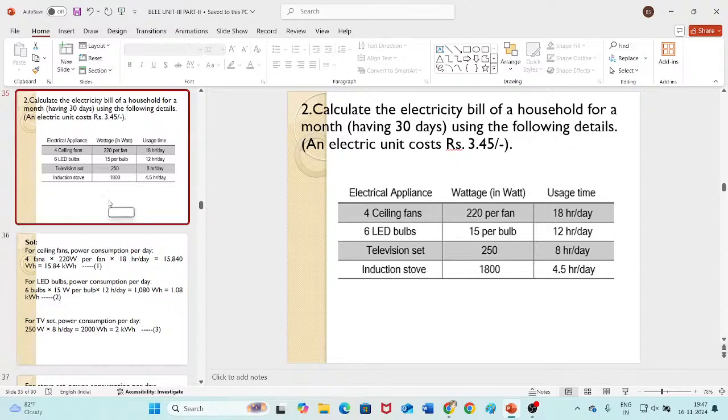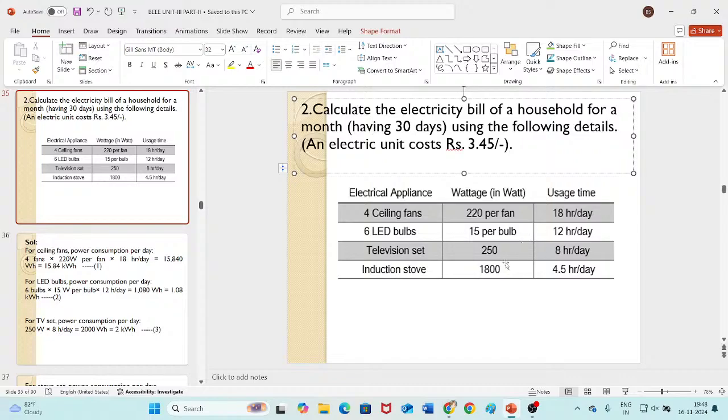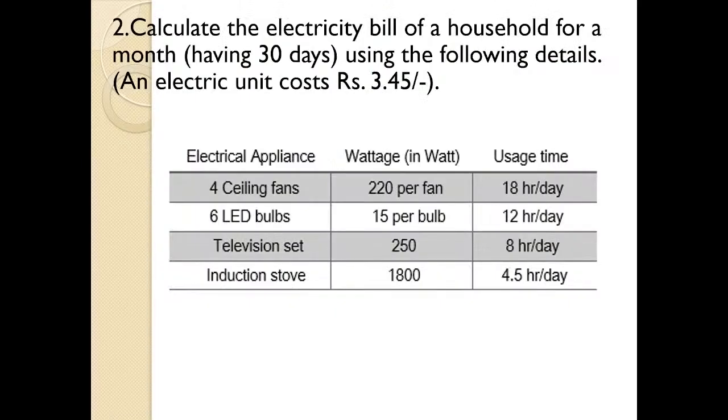Let us see one more numerical problem. It is a bit typical when compared to the previous one. Write down the question. Calculate the electricity bill of a household for a month having around 30 days using the following details. Electric unit cost is given around rupees 3.45. So per unit cost is given, that is 3.45 rupees. Electrical appliances are given here.